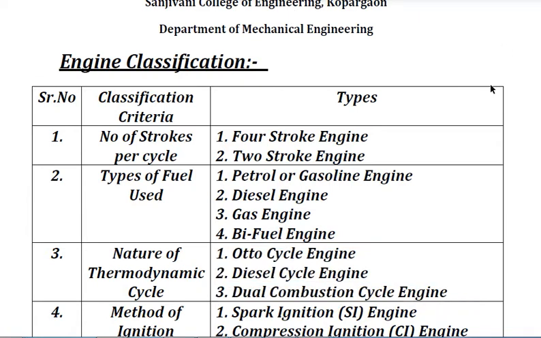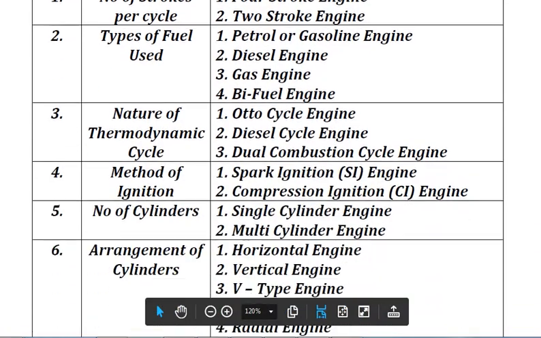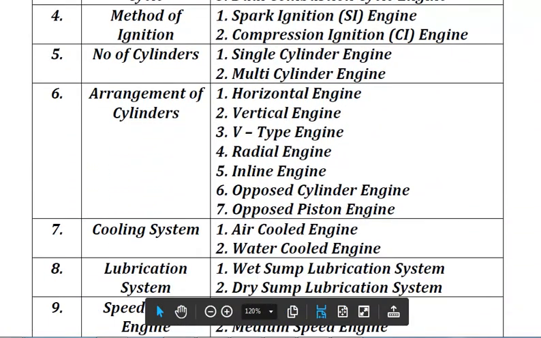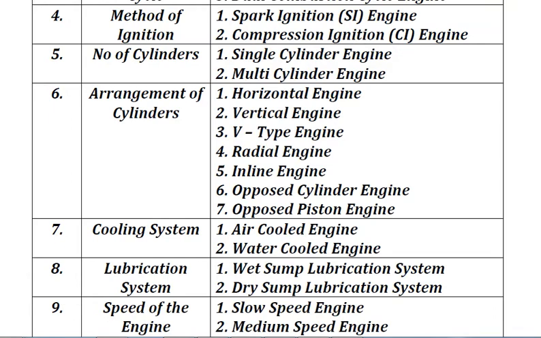Moving ahead, the next classification criteria is the method of ignition. Based on the method of ignition, there are 2 types, that is the spark ignited engine and the compression ignited engine. Now what is a spark ignited engine? The engine which has a spark plug for the combustion of the charge, where a spark is required, is called a spark ignited engine.